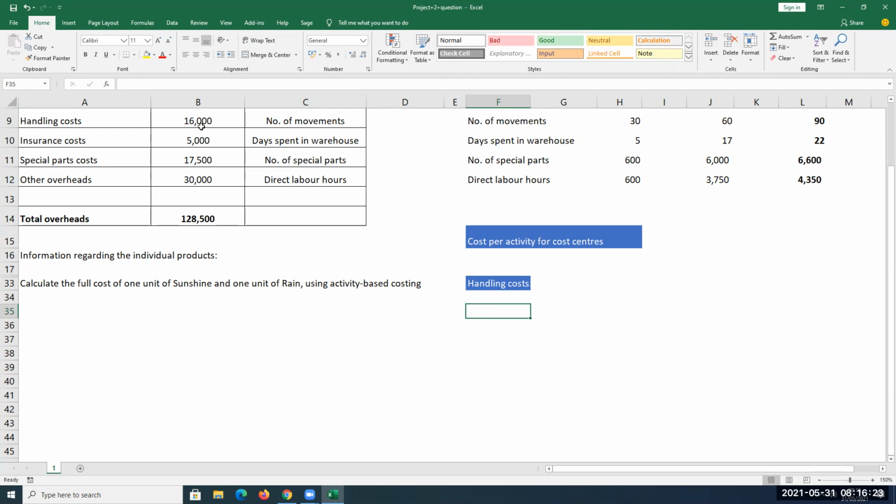16,000. I think that will be the handling cost. We have done, oh yes, sorry, it's insurance. No, no problem. Next is insurance. Yes, you are right. It's insurance cost.